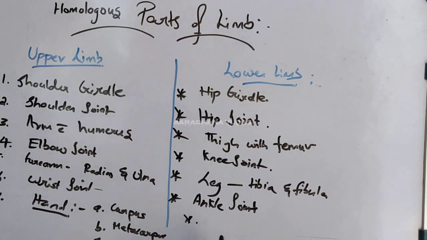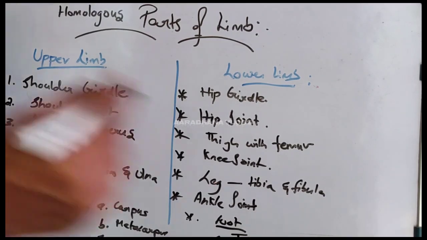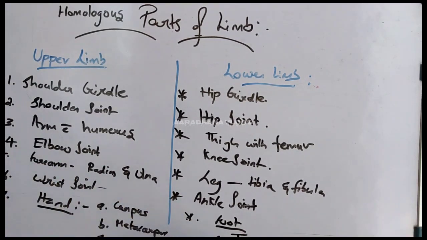Coming to the lower limb, it has the foot with A, B and C. It is known as tarsus. In the upper limb it was carpus, here it is tarsus, and next is the metatarsus and 5 digits, which is common in both.